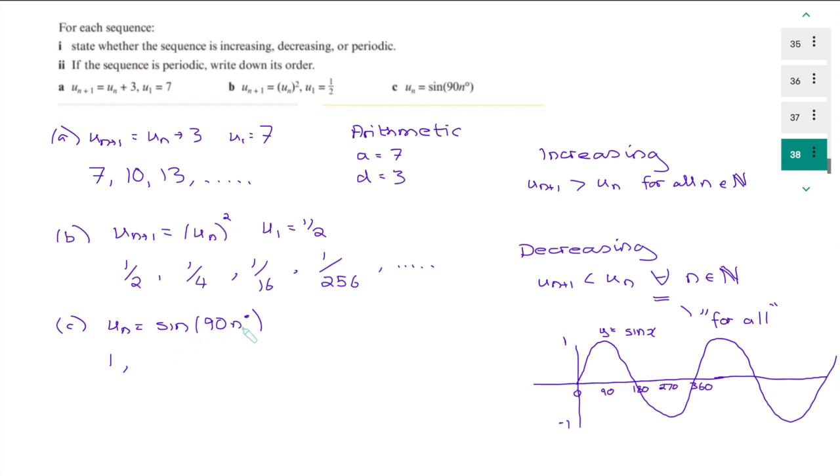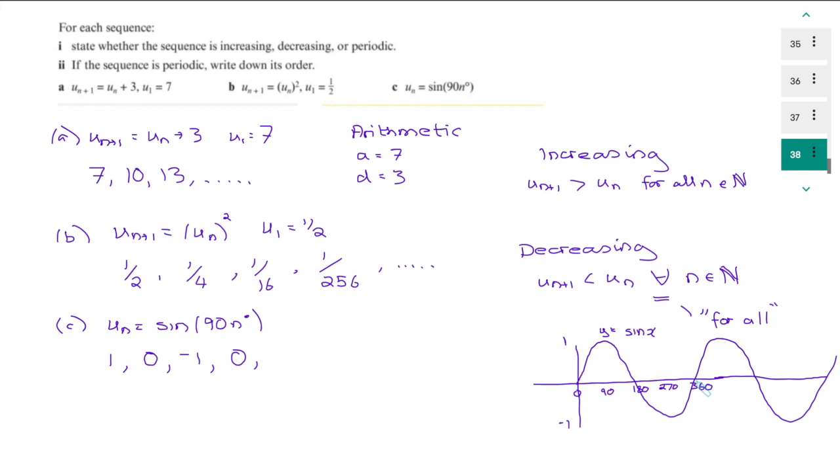Sine 180, so we've got n equals 2, sine 180 is 0. 3 times 90, 270, sine 270 is -1. And then we come back to 360, 0. Okay, and then what happens? Well then, because the sine graph is periodic, this repeats itself infinitely, going in both directions, but we're only concerned with positive values again. So we're going to start repeating ourselves, aren't we?